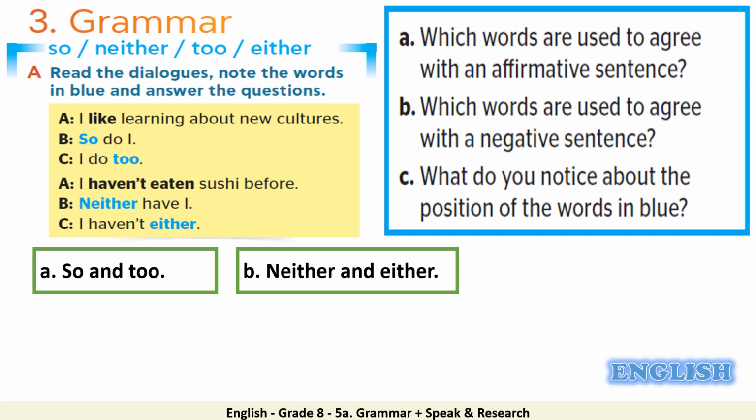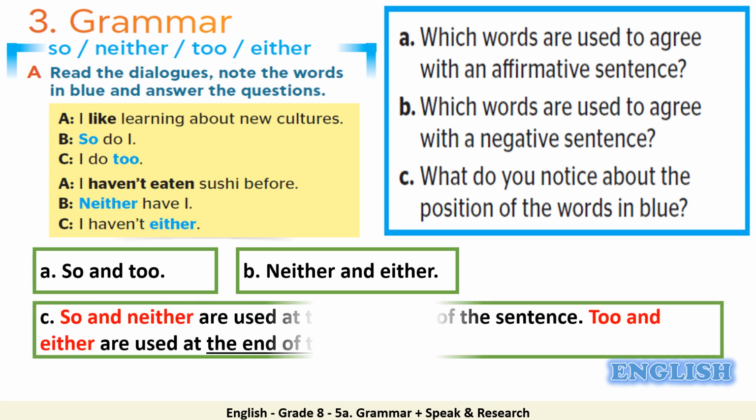Question number C. What do you notice about the position of the words in blue? So is used at the beginning, good. What about too? It's at the end. Well done. Neither at the beginning and either at the end. The two words so and neither are used at the beginning of the sentence. However, too and either are used at the end of the sentence. Well done.